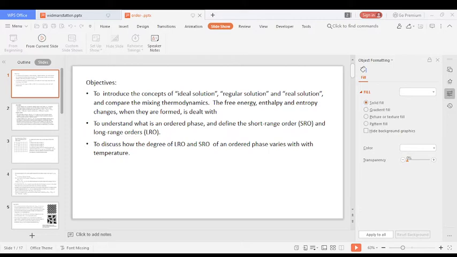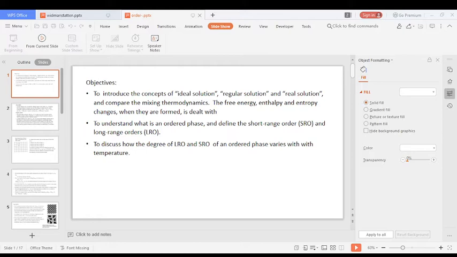Now, the first is ideal solution. An ideal solution is one for which the enthalpy change of the mixing, that is delta H mix, is equal to 0. And the free energy change on mixing is only due to the change in entropy. Atoms A and B forming the solution are treated just as point masses.